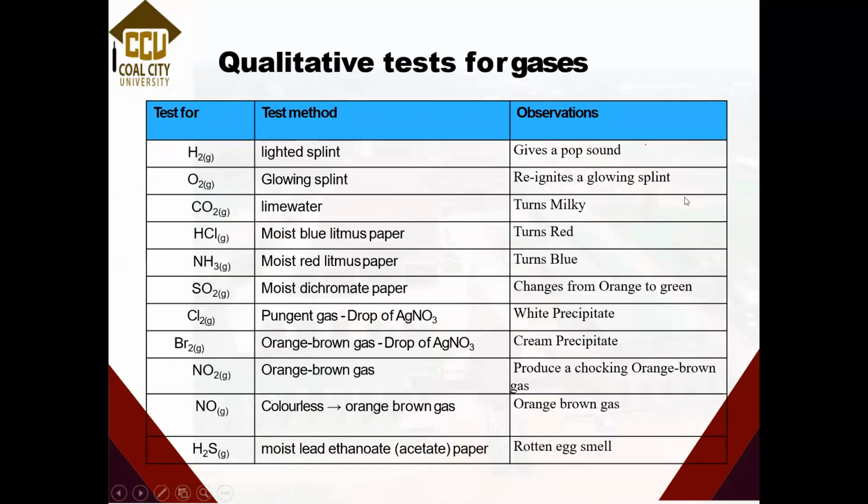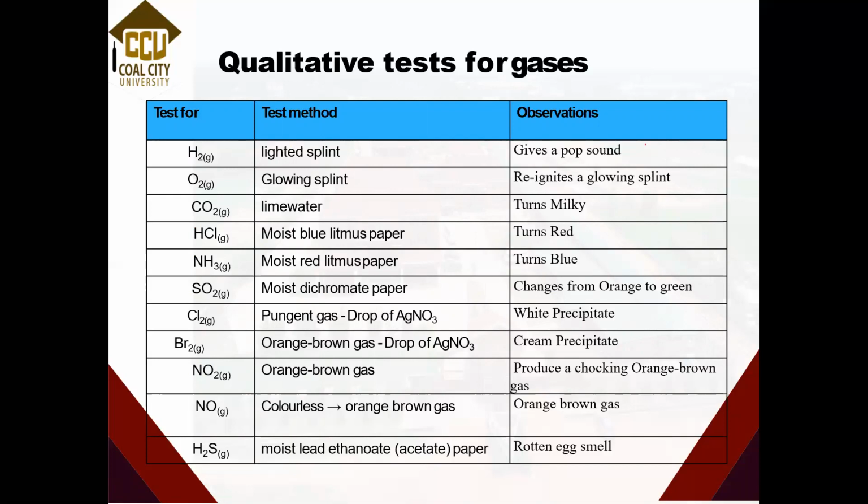Now let's see some very, very important tests, qualitative tests for gases. When we say qualitative, we are talking about what is present. We want to know what is present in a particular sample of a substance. So quantitative is how much of it is present. So now is qualitative. How do I know that hydrogen is present in a particular solution?